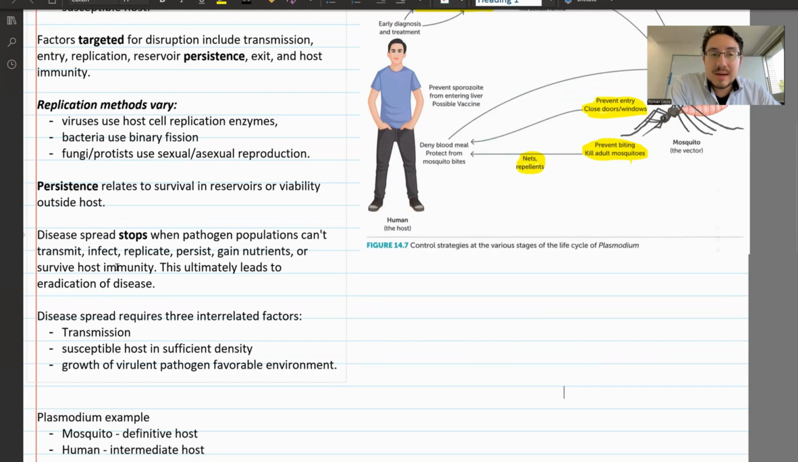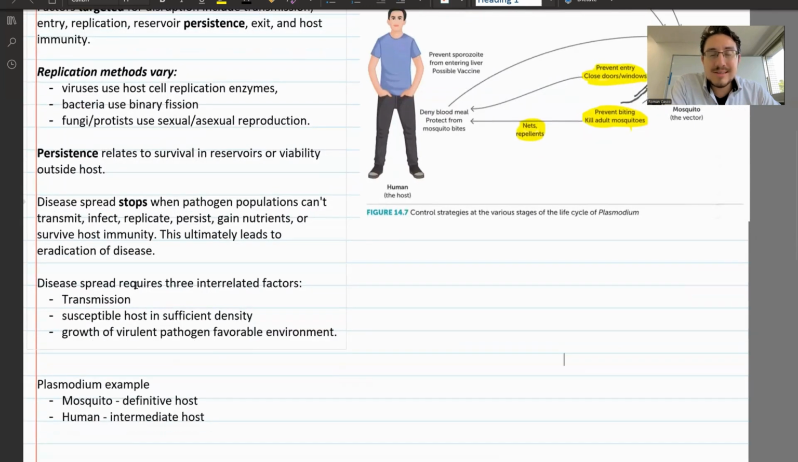They can't infect, they can't replicate, they can't thrive anymore in the organism, and so forth. So you basically enable the disease to stop spreading, and at that point, hopefully, you eradicate the disease, right? Because the population isn't high enough to infect people anymore to cause them disease, right?